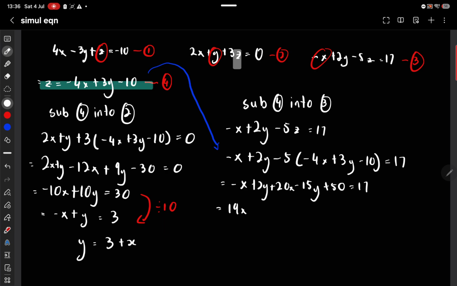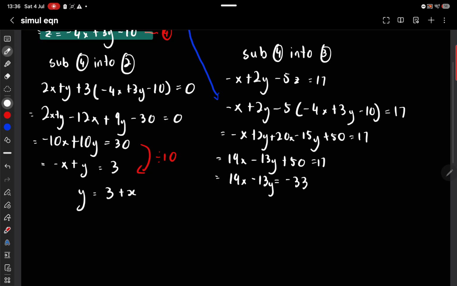Negative 15y plus 2y will be negative 13y. Our 50 we can keep here for now, equals 17. Then 19x minus 13y, and we bring 50 to the back. 17 minus 50 becomes negative 33. After that, we're going to use that equation that we got, essentially our sixth equation right here.